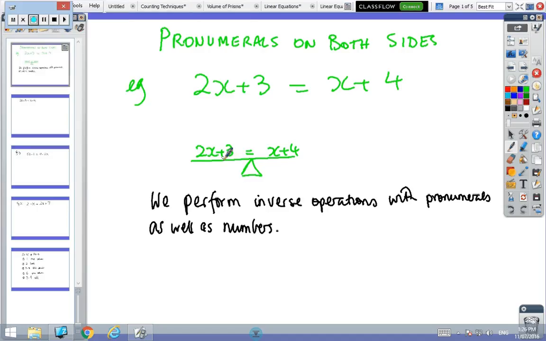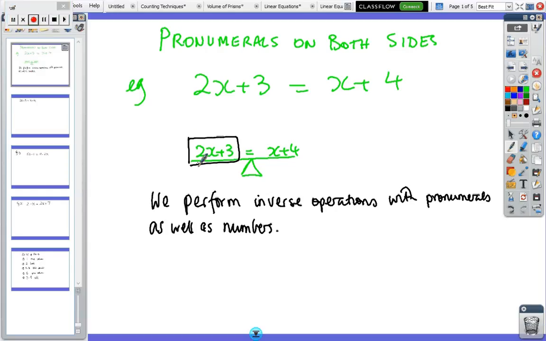Okay, so now we're moving on to linear equations with pronumerals on both sides. For an example, 2x plus 3 equals x plus 4. So it's like a balance. We've got something on this side exactly balancing on that side. So there is a number that we can substitute in that will keep the balance.